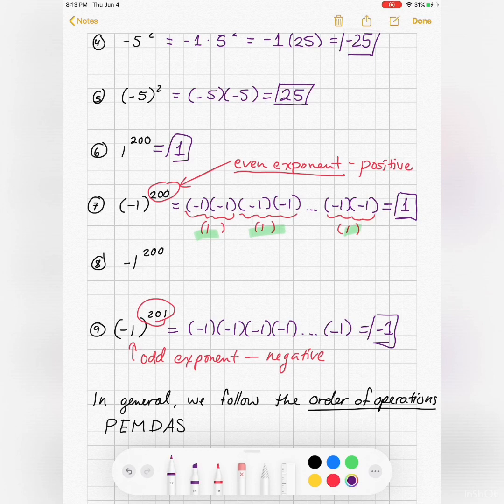Eight was kind of the different example, right? This was the one where the negative is actually outside of the exponent. So here I'm just finding 1 to the 200th. That's just 1. And then multiplying it by -1.